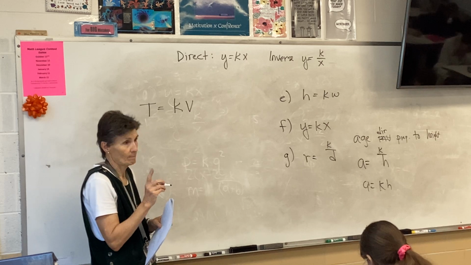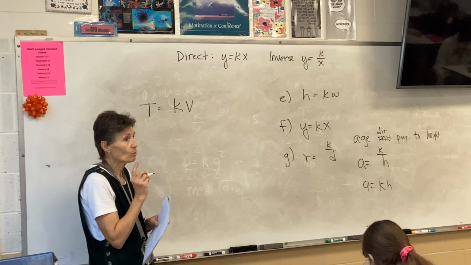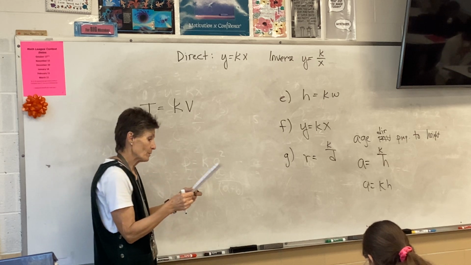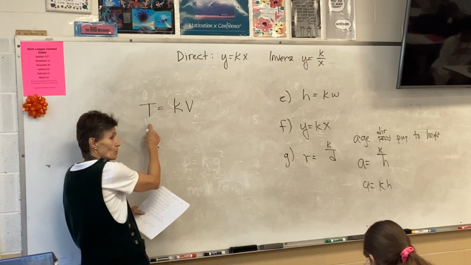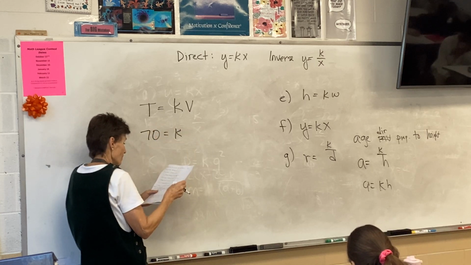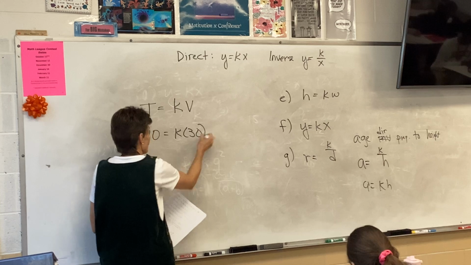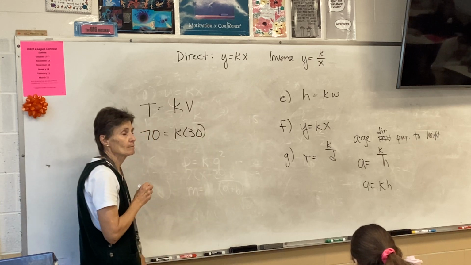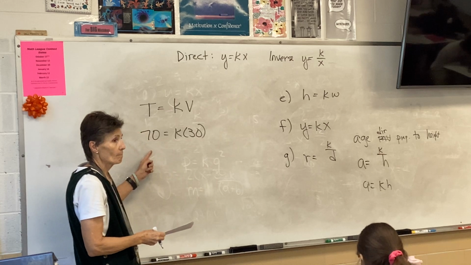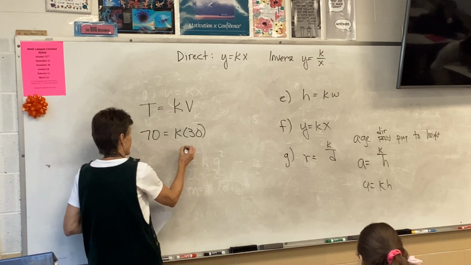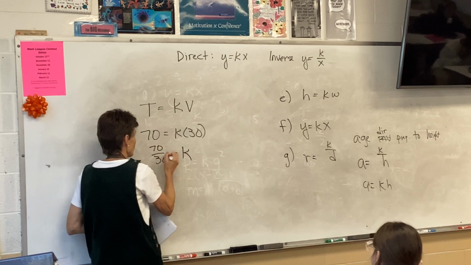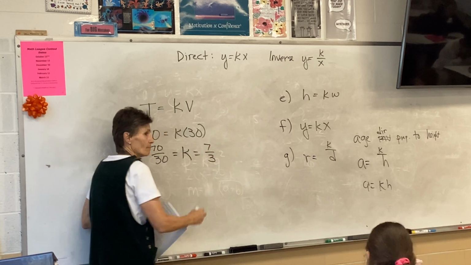We're not ready for the numbers yet. I wrote an equation for sentence 1. All right, now, if the temperature is 70, the volume is 30. Would everybody agree with that? So that means K is 70 divided by 30, or 7/3.